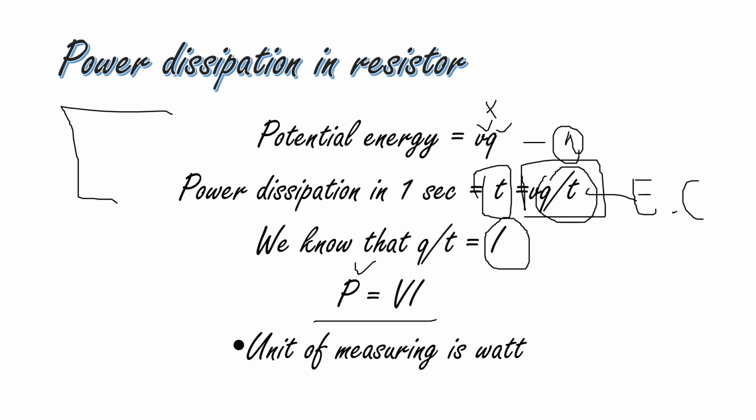And we know that potential difference is measured in volt and electric current is measured in ampere. So here volt times ampere is equal to the watt. So the unit of measuring power dissipation is watt.